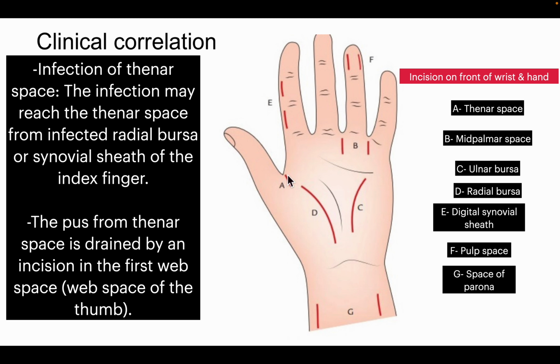And you can see here in the diagram, A, B, C, D, E, F indicate the different incisions which are shown on the wrist as well as in the hand. So we are dealing with the thenar space. That's why you can see here, this A is indicating the incision near the web space near the thumb.